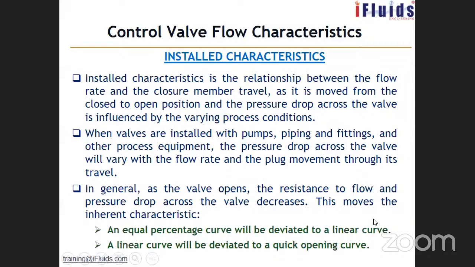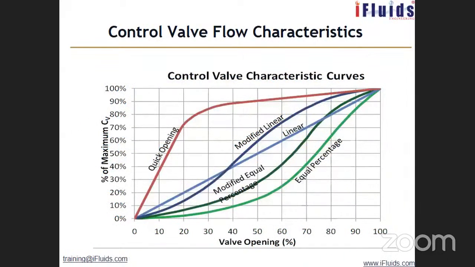This is when you do the flow and pressure drop calculations, and the valve opens, the resistance to flow and pressure drop across the valve decreases. During the motion of the valve, the characteristics may shift from one type to another. Like an equal percentage may shift to the linear type, and a linear type may shift to the quick opening type. If you see the picture graph, you will understand better.